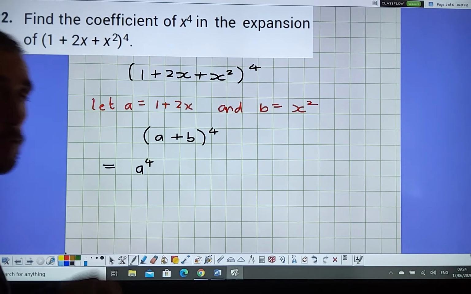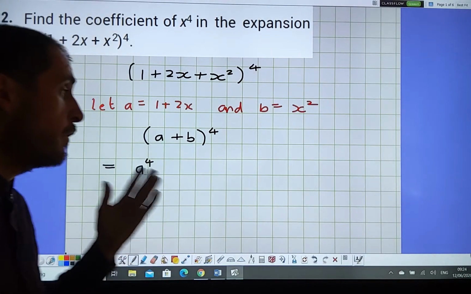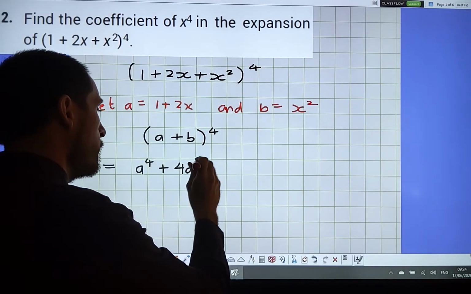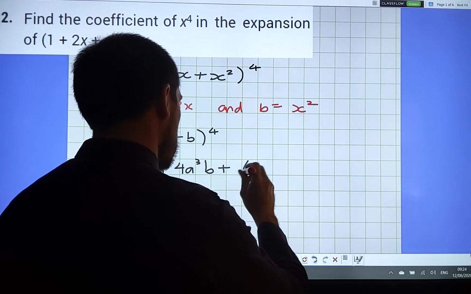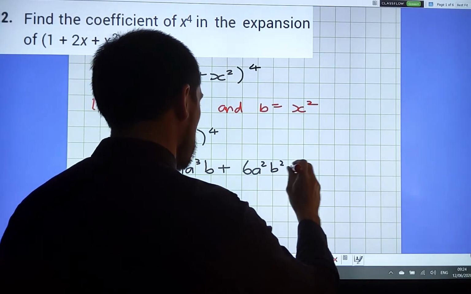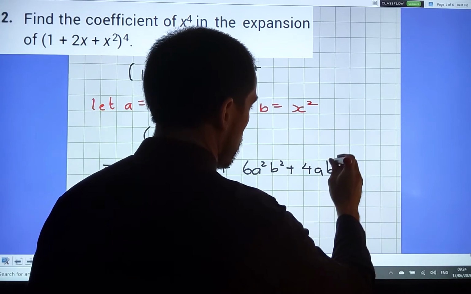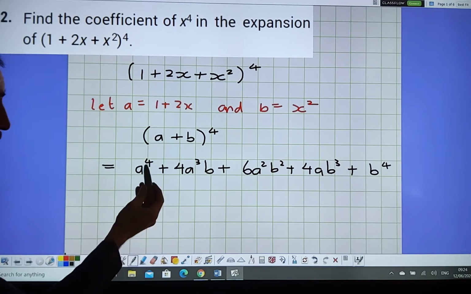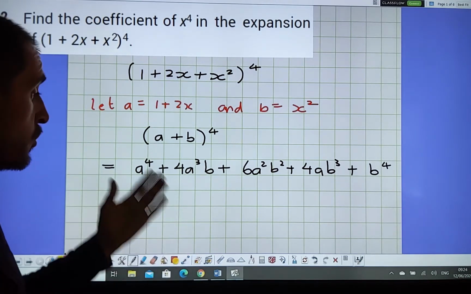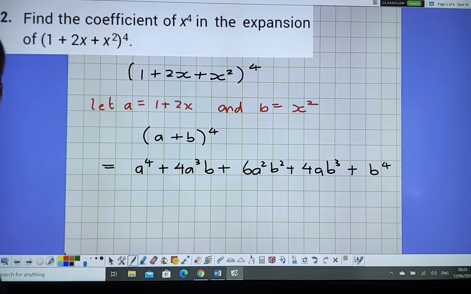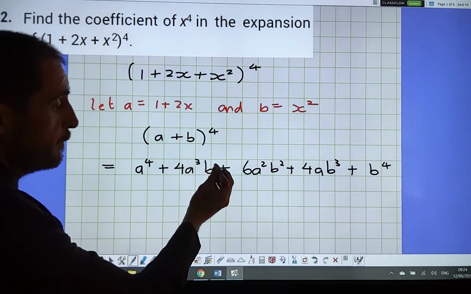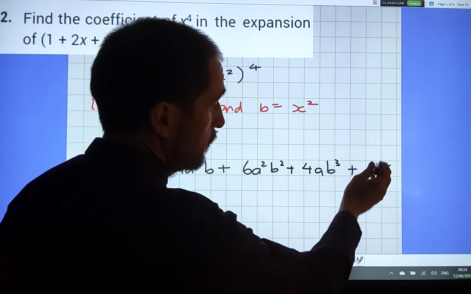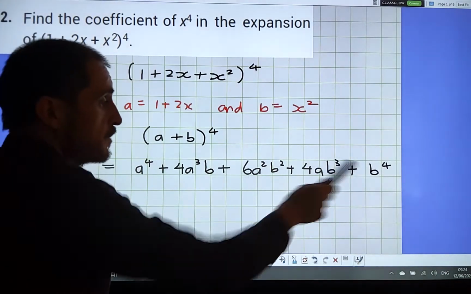Now, as you practice binomial expansions, this becomes very natural, it becomes very easy. So it's a to the power of 4 plus 4 a cubed b plus 6 a squared b squared plus 4 a b cubed plus b to the power of 4. If you look at the powers, that's b to the power of 0, which is always equal to 1, so we don't write it. Maths is about efficiency, so we don't write what we don't need. b to the power of 1, again we don't write the 1. 3 plus 1 is 4, 2 and 2 is 4, 1 and 3 is 4, and that's a to the power of 0. And then you have your Pascal's triangle, that's where the numbers come from.